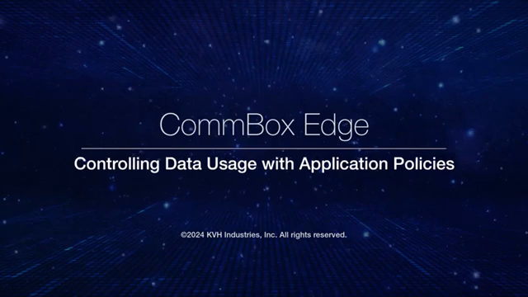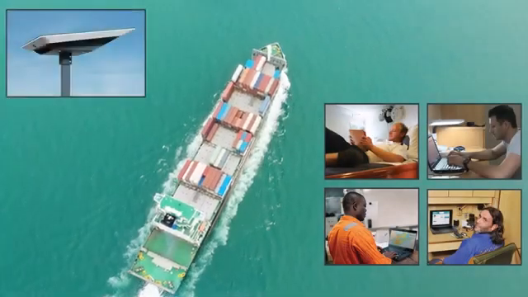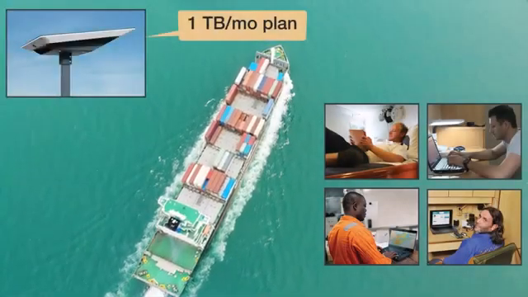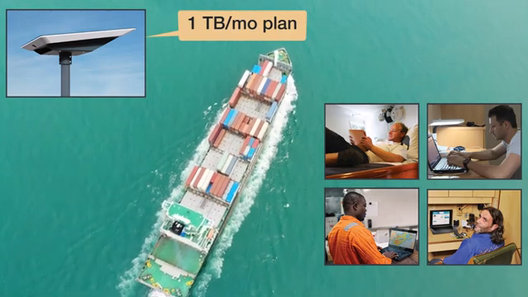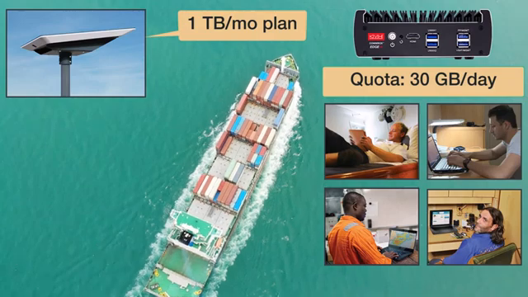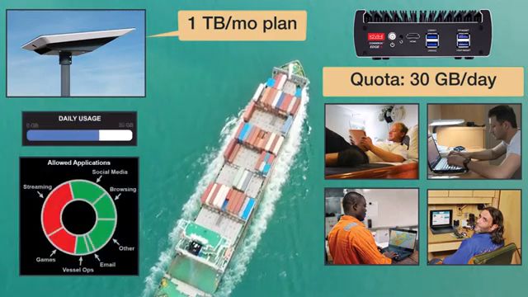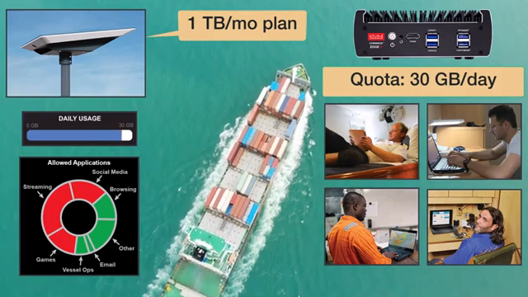This video shows you how to control data usage by restricting access to certain applications. In our example, the vessel's crew uses a Starlink subscribed to a 1 terabyte monthly plan. Therefore, we will configure the CommBox Edge to allow the crew to use 30 gigabytes per day. We will also gradually block more high bandwidth applications as the crew uses more of the day's quota.